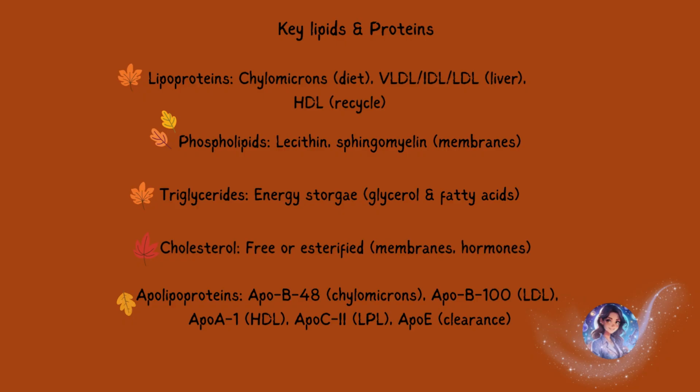Then we have apolipoprotein B100 that carries LDL, VLDL, IDL. And then we have apolipoprotein C1 that carries HDL, and apolipoprotein C2 carries LPL, and apolipoprotein E helps with clearance. And I'm going to provide a worksheet where you can see where I put them together. That way you can see it and also hear it.